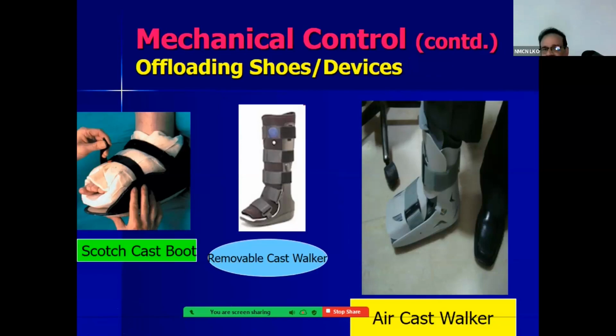And other offloading devices are the Scotch cast boot, removable cast walker, or air cast walker, which can be used by pushing air inside. There are air cells inside this shoe, so it gives the offloading.